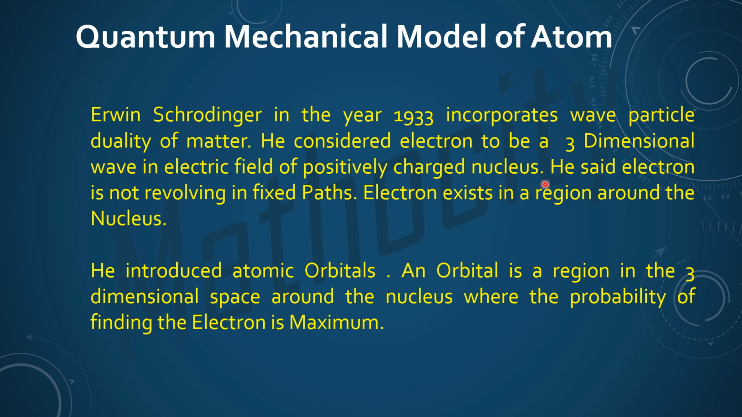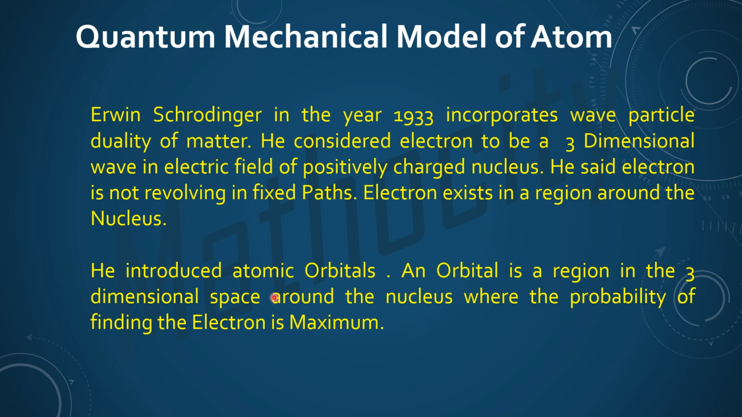He said electron is not revolving in fixed paths. Why? If the electron revolves in a fixed path, it is very easy to locate the position and the angular momentum. Electron exists in a region around the nucleus. Forget about all the stationary, fixed and elliptical paths. The electrons are revolving around the nucleus in a region. A region is nothing but a three-dimensional space around the nucleus.